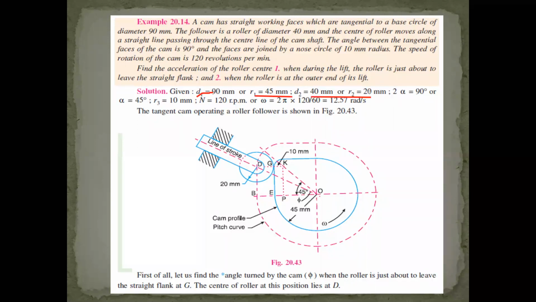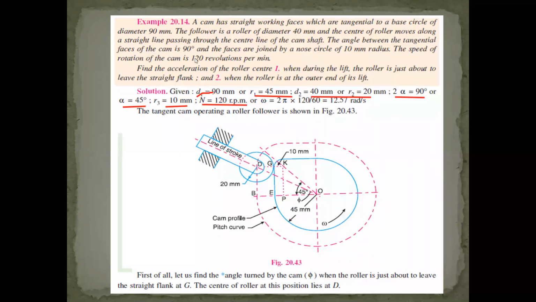The diameter of the roller is given, so the radius of the roller is 20 mm. Our angle is 2 alpha, which is the maximum angle. 2 alpha equals 90 degrees, and alpha equals 45 degrees. Our nose circle radius is 10 mm, and the speed of the cam is 120 rpm. Those are the values given in our problem.